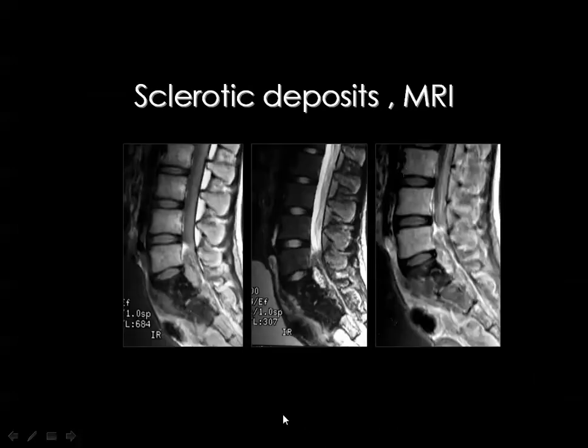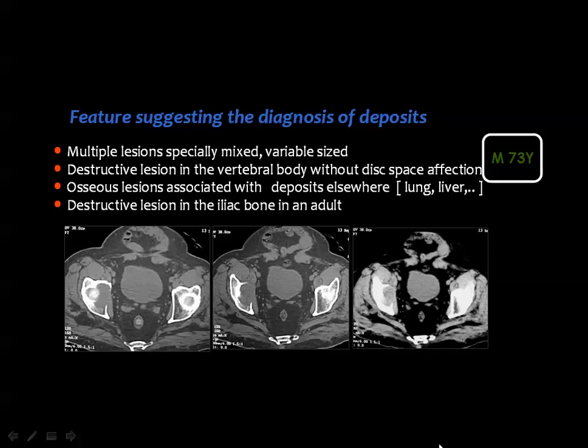And this is an example of sclerotic metastasis in the first two sacral segments in the T1 weighted image, the T2 weighted image, and after injection of contrast. You also see the extraosseous soft tissue component inside the spinal canal, as well as in the valves.